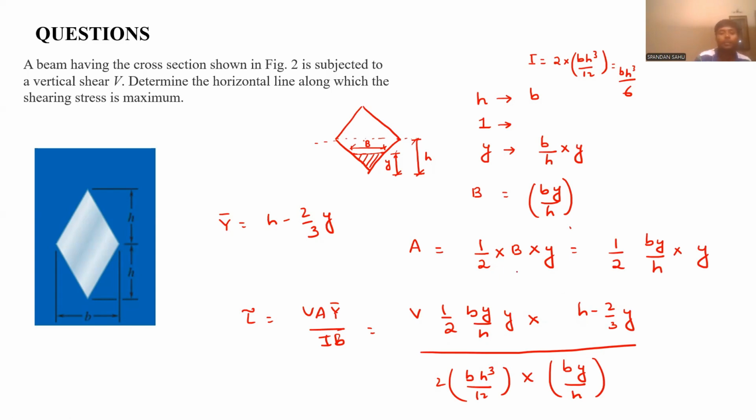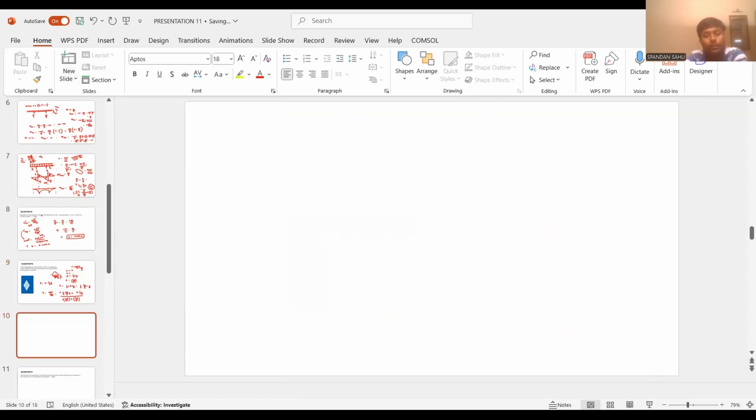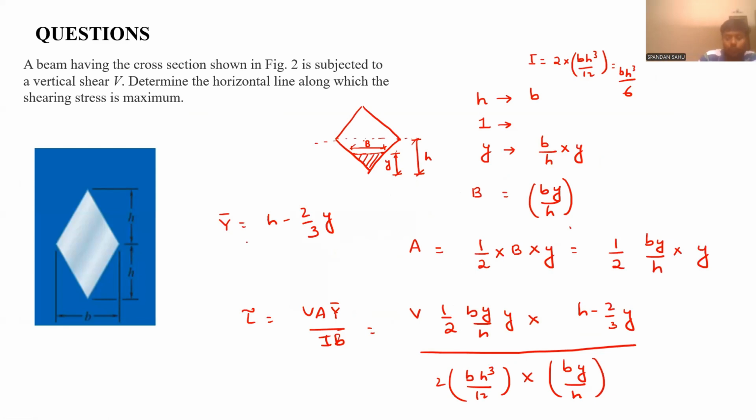Okay. Just simplify this and provide me the value of small y. In the meanwhile, let me add one more slide. Till this point, is it clear to everyone? So let me note everything down over here.